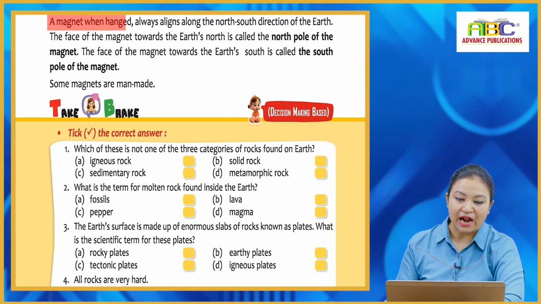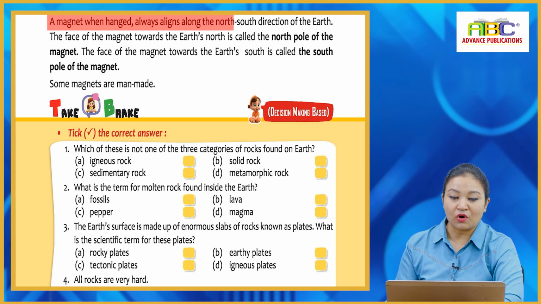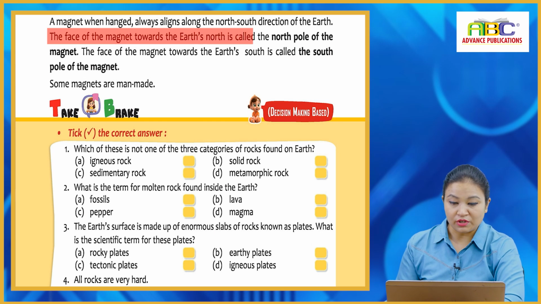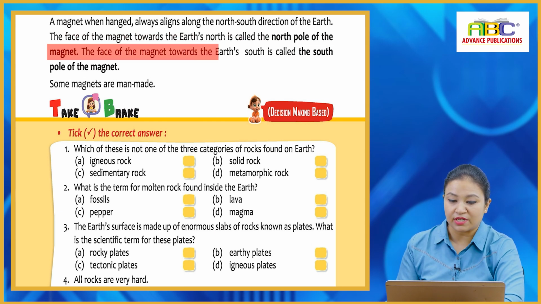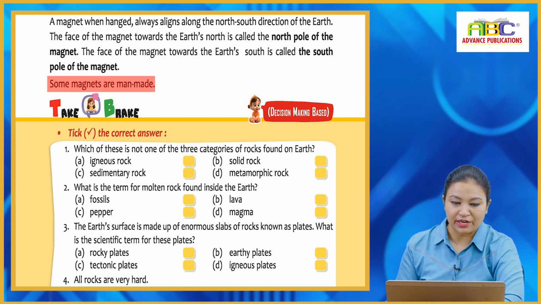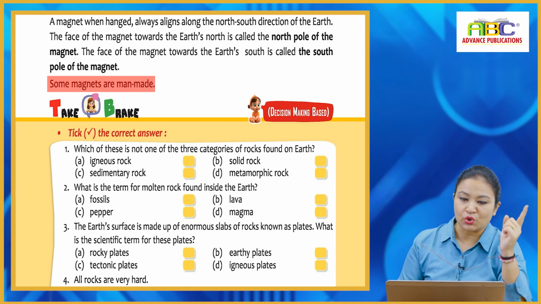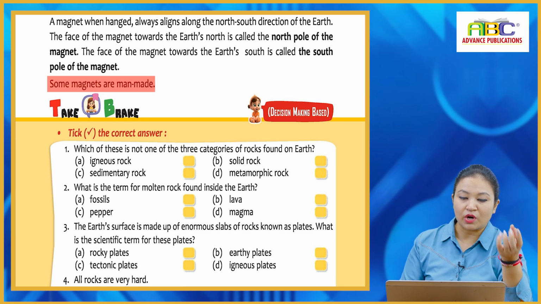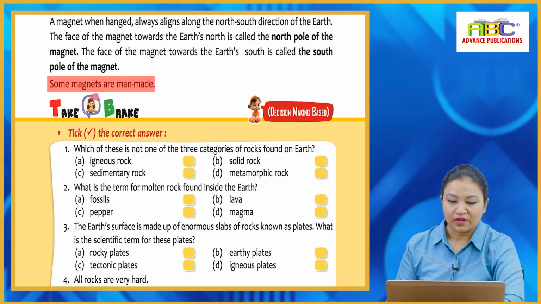A magnet when hanged always aligns along the north-south direction of the earth. The face of the magnet towards the earth's north is called the north pole of the magnet. The face of the magnet towards the earth's south is called the south pole of the magnet. Some magnets are man-made. So magnets come with two poles. One is north, which faces toward the earth's north, and the other one is south.